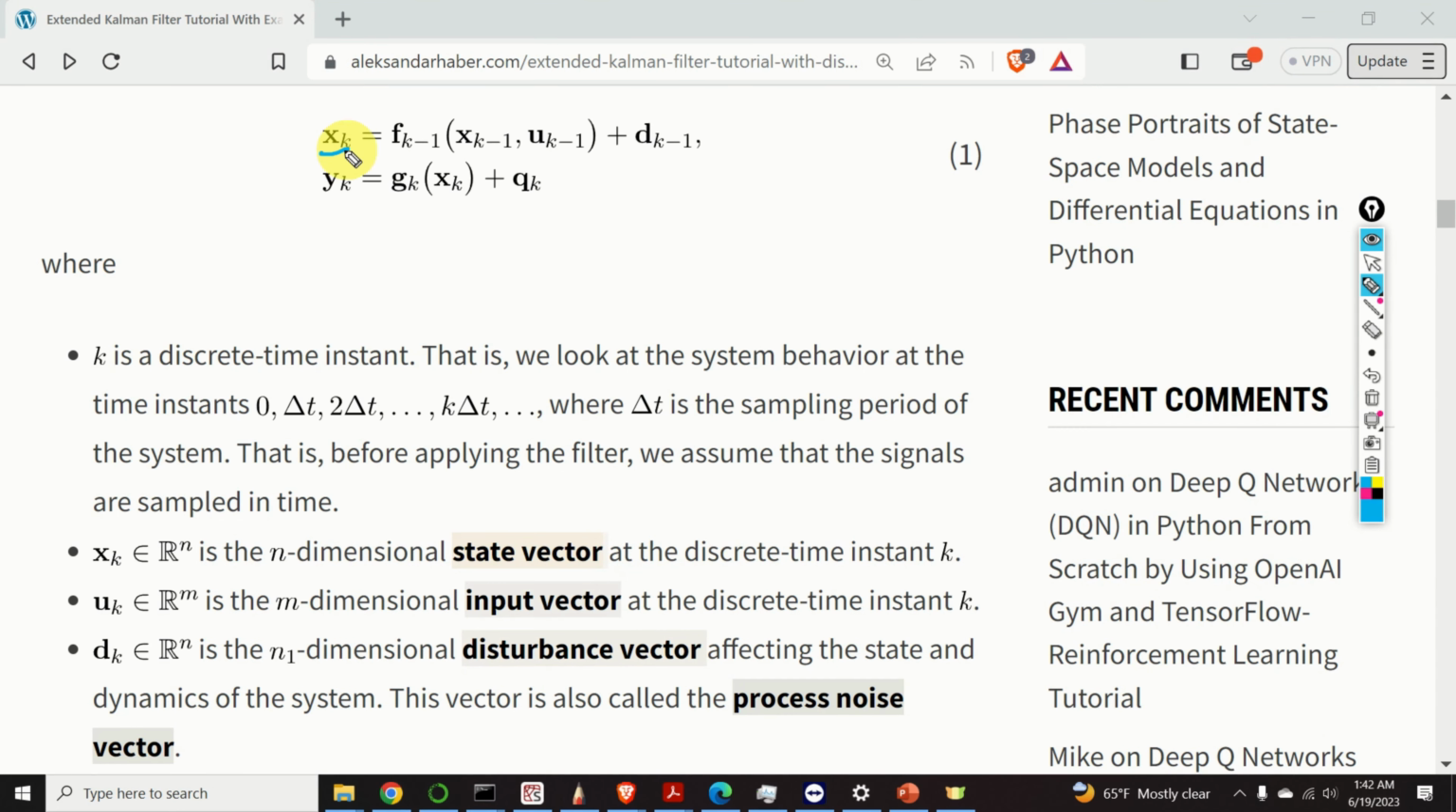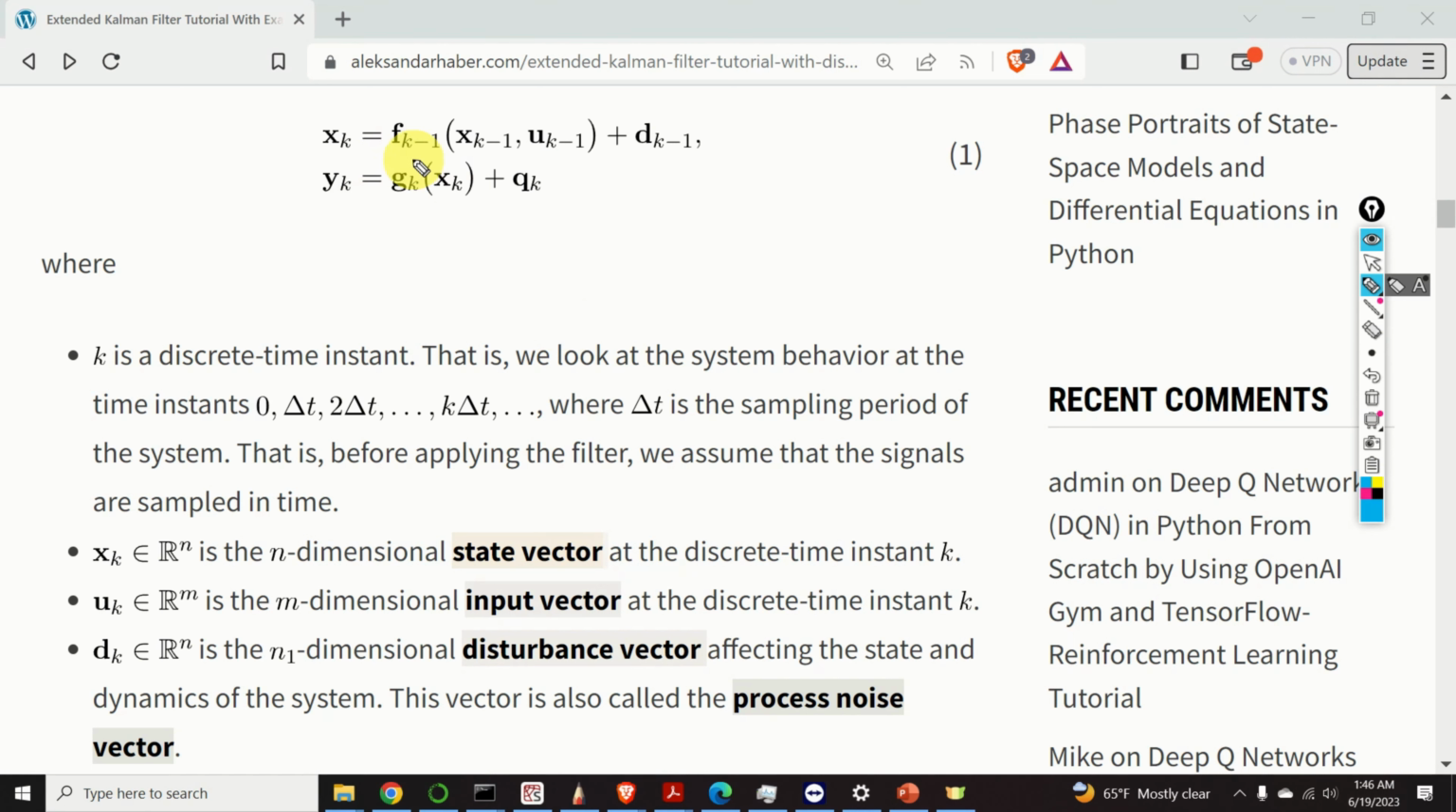The vector xk is the n-dimensional state vector at the discrete time instant k. That is, this vector corresponds to the system state at the discrete time instance. Then, another important vector is the input vector uk minus 1 or uk. Then we have the disturbance vector dk minus 1 or dk. This vector is also called the process noise vector. Then we have the measurement noise vector denoted by qk, and finally we have the output vector or the observation vector.